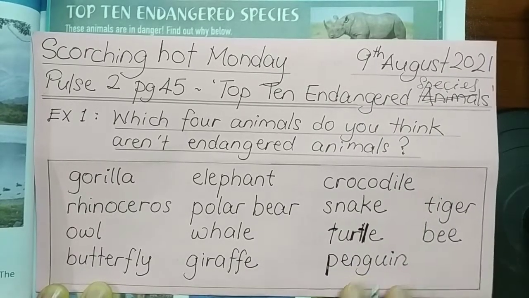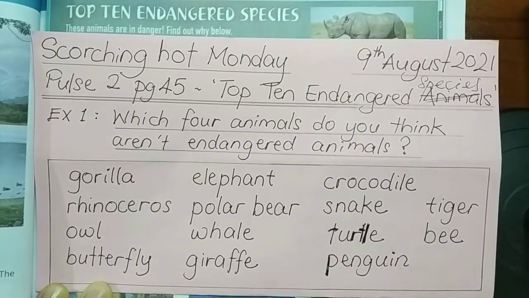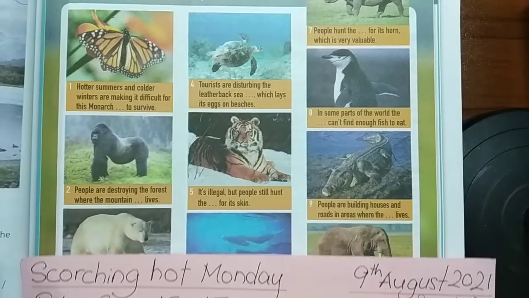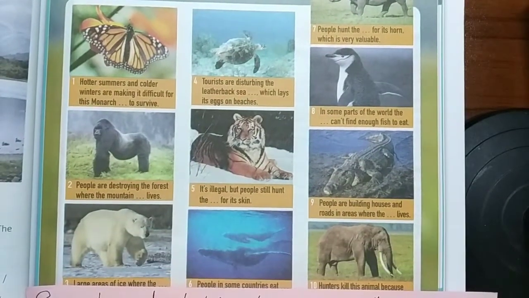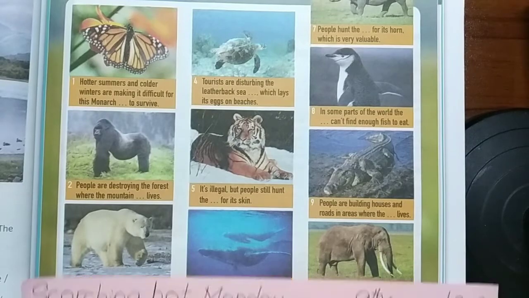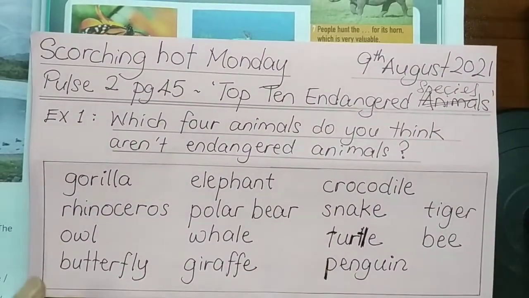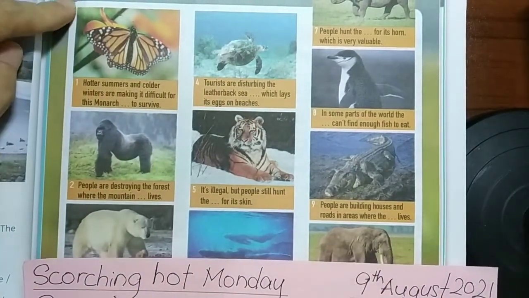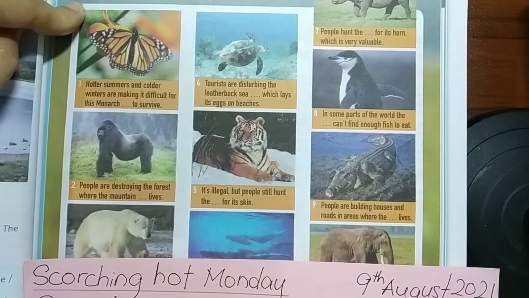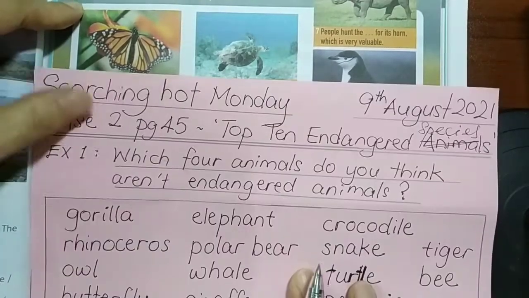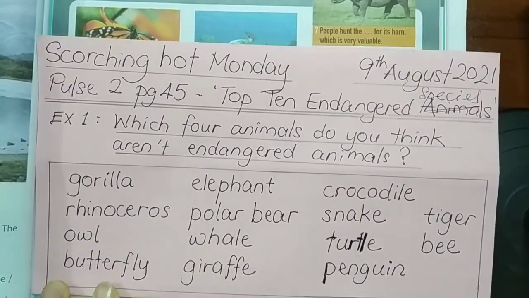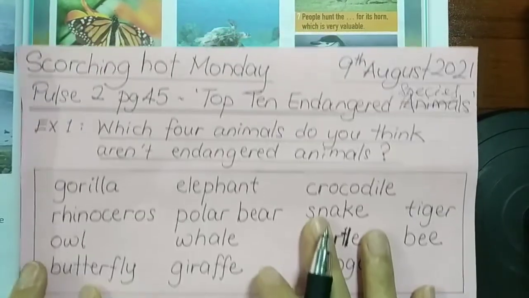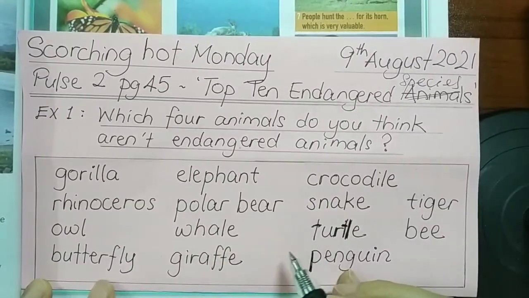Alright, now we shall pick which 4 animals aren't endangered animals. As you can see, these are the top 10 endangered species that you can see here. So, whichever words are not found on this page, according to the picture here, they aren't endangered species. So let's take a look. Which are the words that are not in the group of endangered animals?